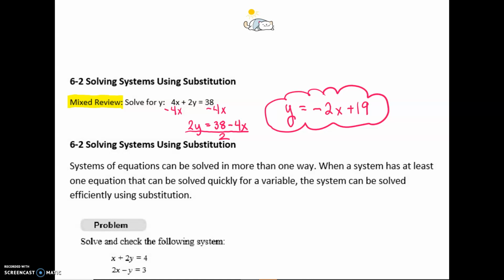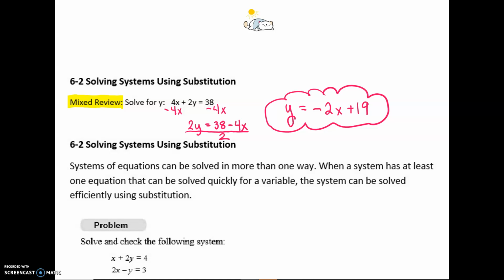So hopefully you had a chance to work through the mixed review problem. We were solving for y. So that means we've got to do the opposite and move the x over first. So I subtracted that. Then I need to get rid of the 2, so that means we divide every value by 2. I also went ahead and just put it into slope-intercept form. Why not? And so we end up with y equals negative 2x plus 19 as our equation where y is by itself. Just a little bit of review there as we get going.